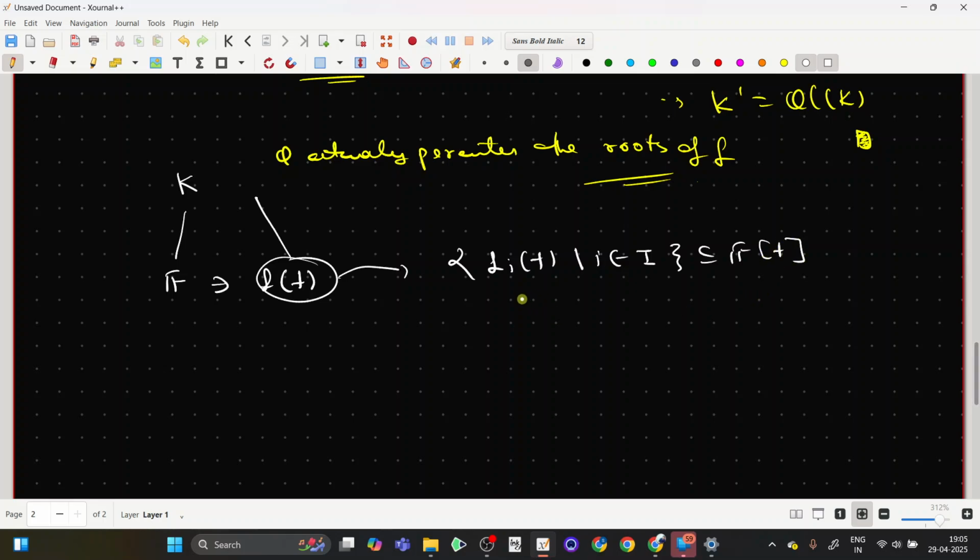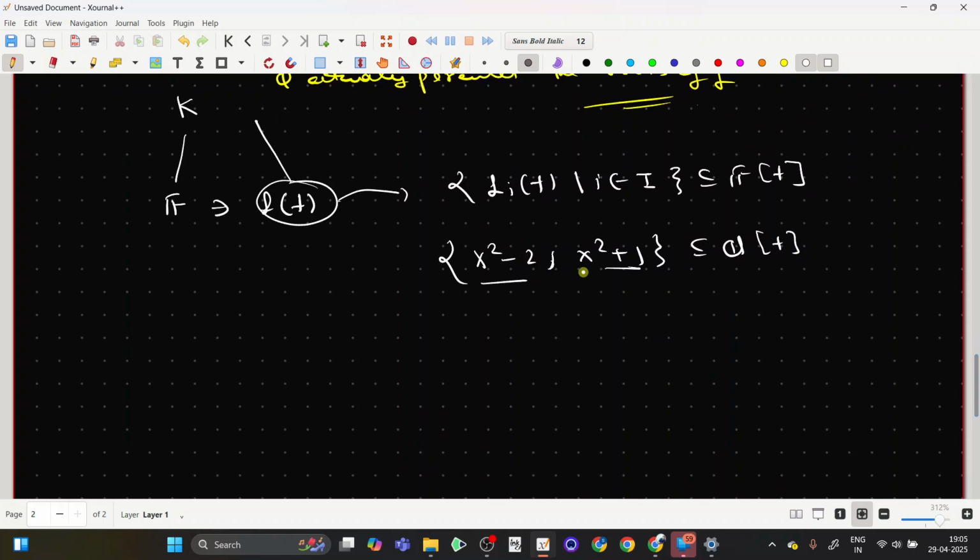Okay. And I want to talk about a field, the smallest field over which each of these polynomials split. Getting my point? For example, suppose I choose the polynomials x square minus 2 and x square plus 1, and I take this collection over Q, and I want to talk about the smallest field over which both of them split, right? So therefore the field must be the smallest field containing Q, containing root 2 and containing i. So this must be the smallest field over which both x square minus 2 and x square plus 1 split completely into linear factors. Getting my point?